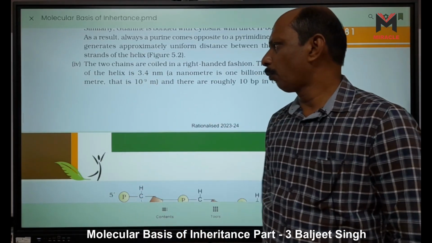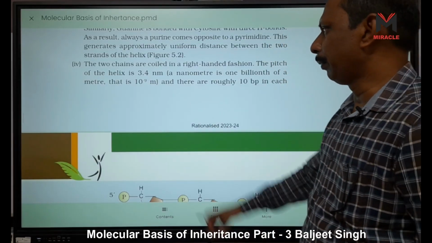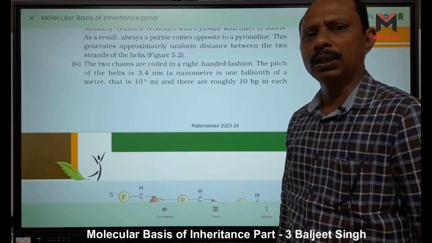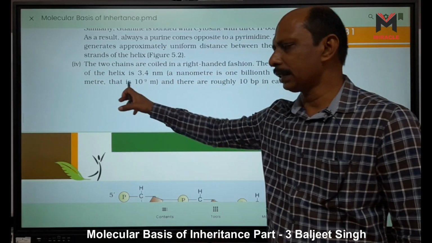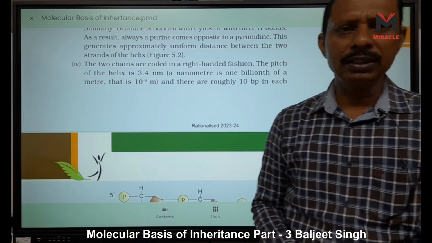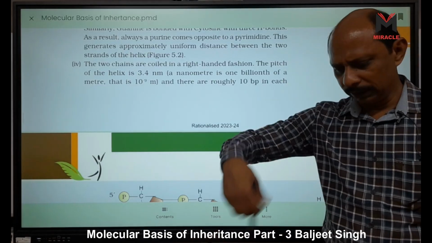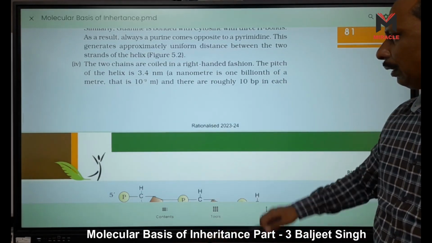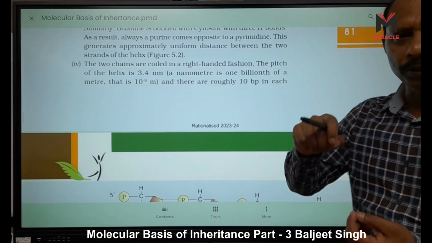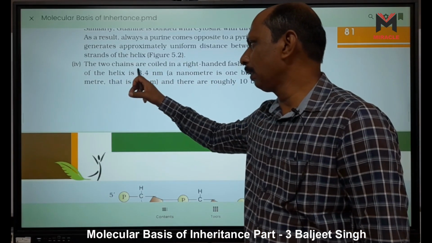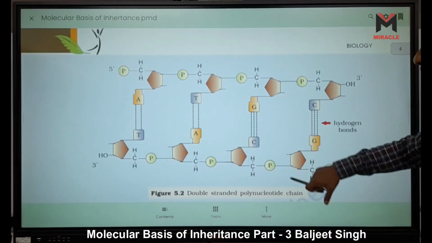Already we discussed 3.4 nanometer, or we can say it is 34 angstrom. It depends upon the unit we use. A nanometer is one billionth of a meter, that is 10 to the power minus 9 meter, and an angstrom is 10 to the power minus 10 meter. There are roughly 10 base pairs in each turn. That means the distance between two base pairs is 0.34 nanometer, or 3.4 angstrom, right?